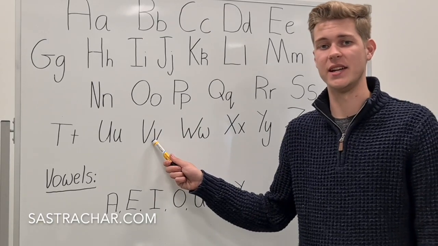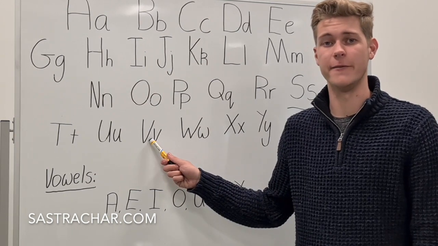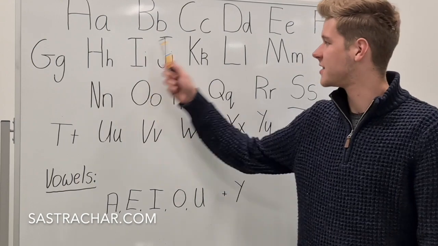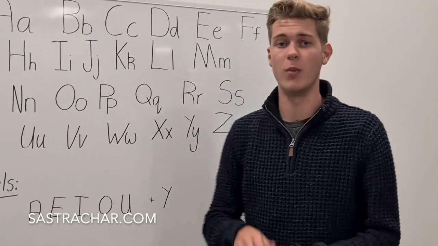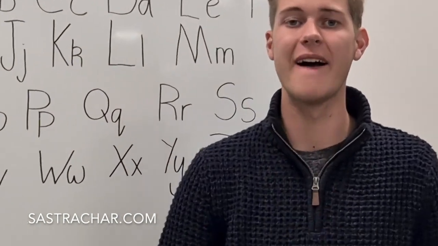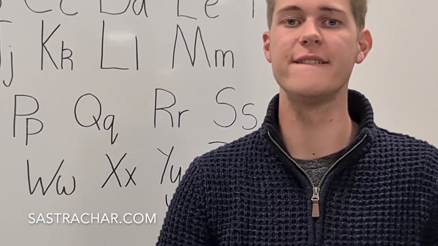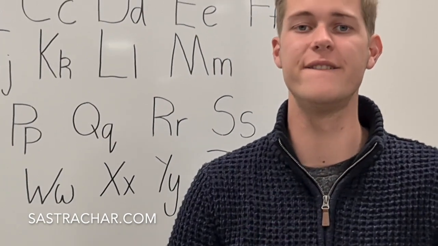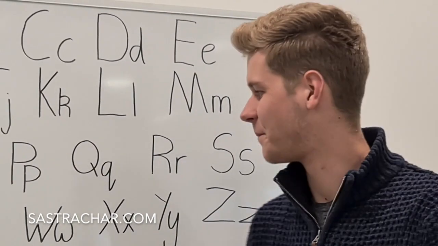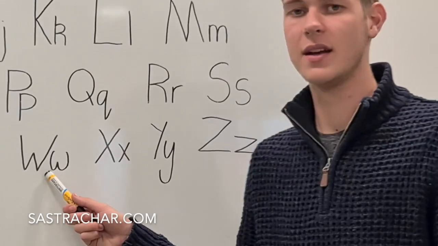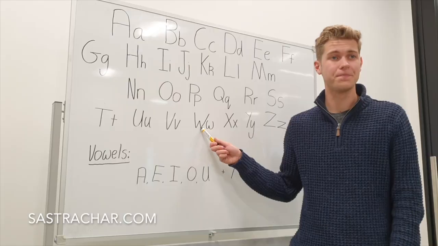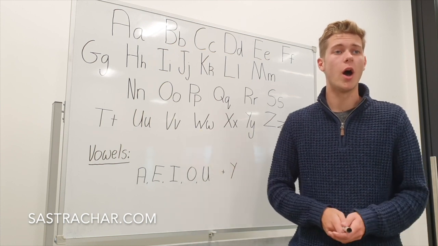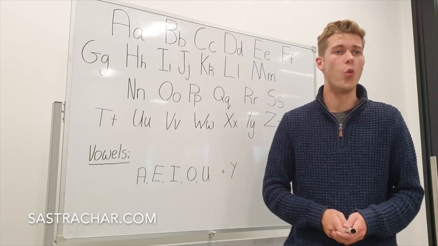This here is a V, and the V goes V. Similar to the F, I put my teeth against the bottom of my lip, but instead of a soft F, I press down and speak it a lot more pronounced. That's the V. This here is a W, and the W goes W.